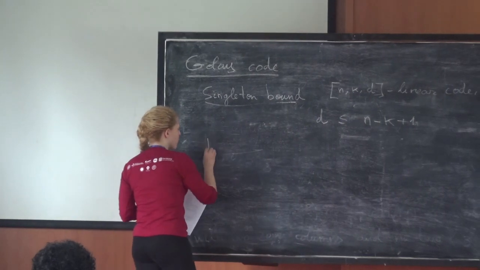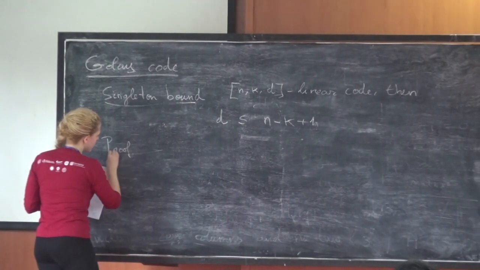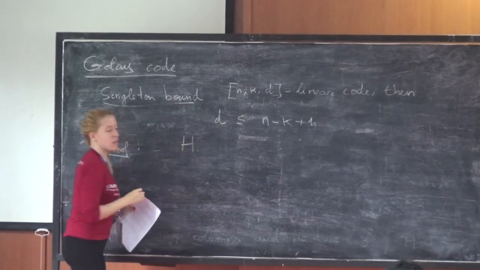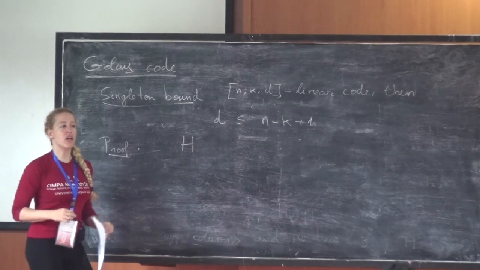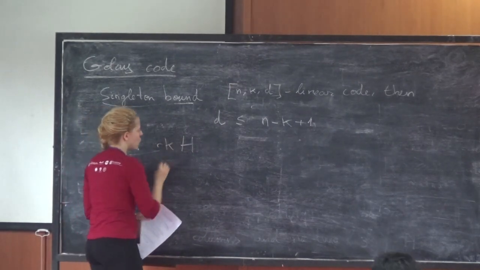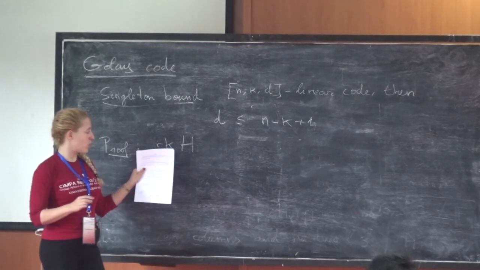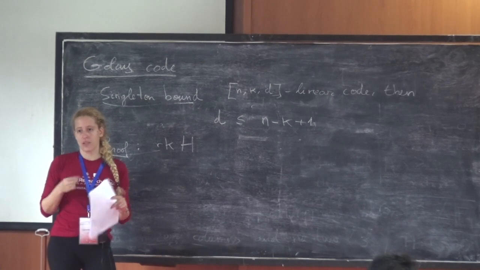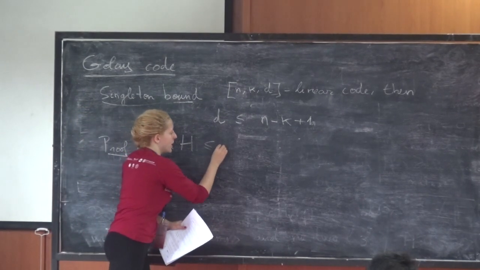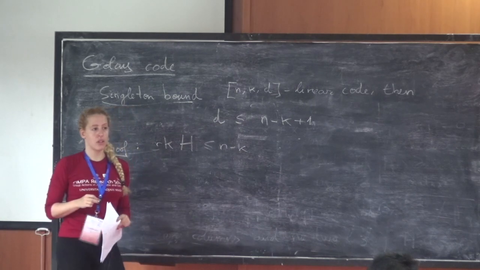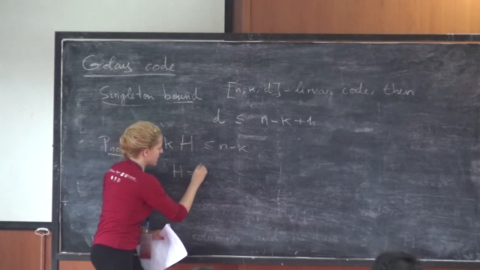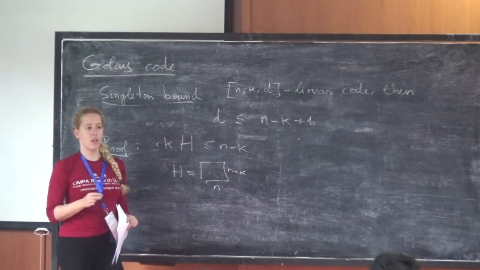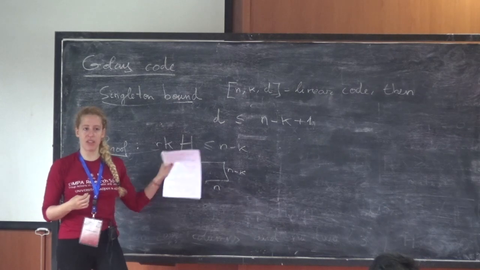Well, let's prove it. The idea is the following. Look at the parity check matrix, and look at the rank of this matrix. Recall that it is an n minus k by n matrix, so the rank is going to be smaller or equal than n minus k. Because here you have n minus k rows and here you have n columns, so at most the rank can be this amount.